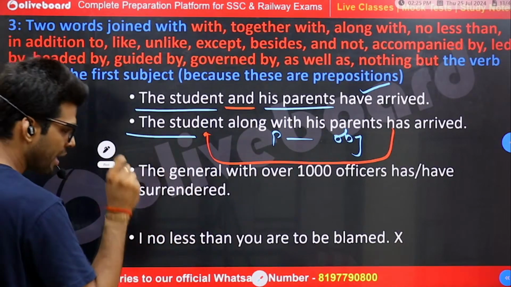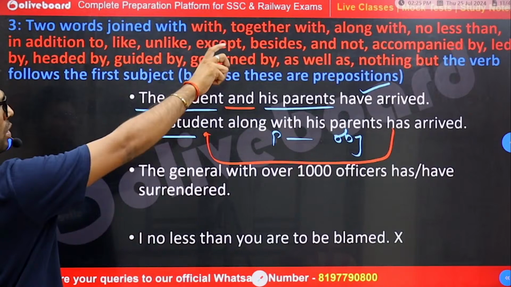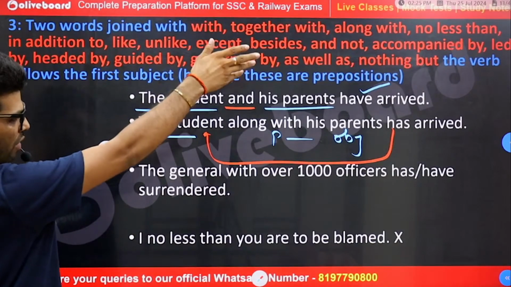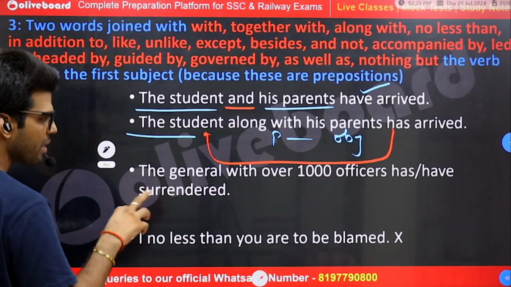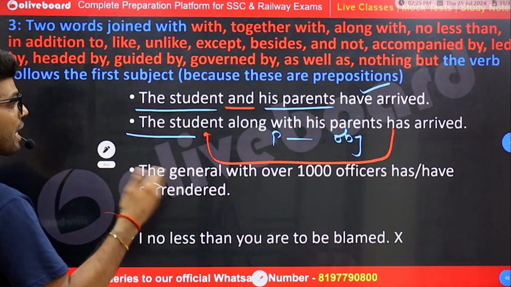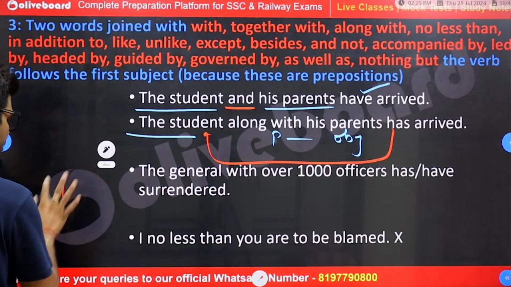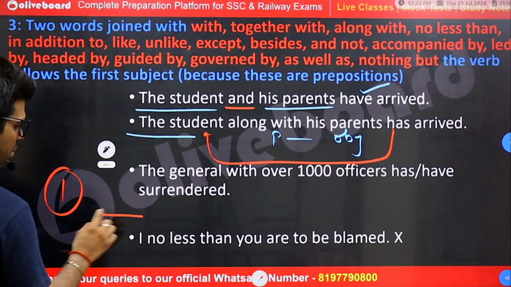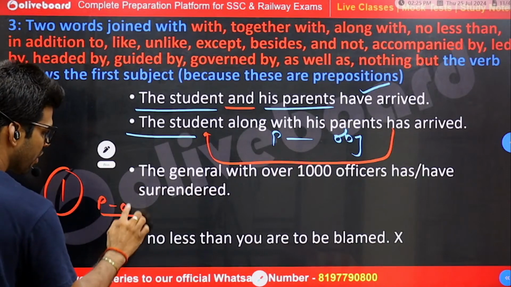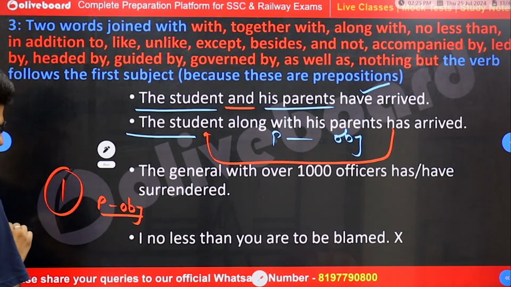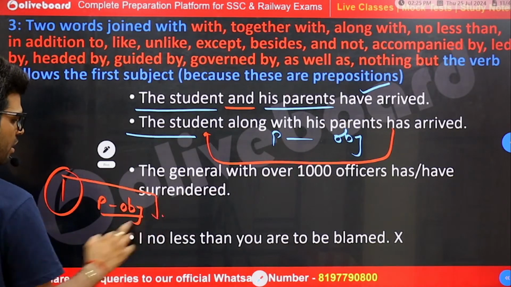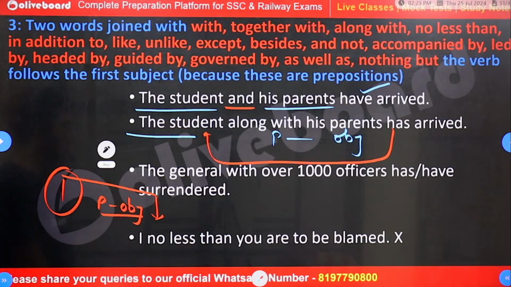So do remember in error detection, when you come across words like with, together with, along with, no less than, like, besides, and not, rather than, as well as, the verb follows the first word, not the second one, because these are prepositions. The second word won't be the subject, it will be the object. And the verb is used as per the subject only. Objects do not take finite verbs of their own.